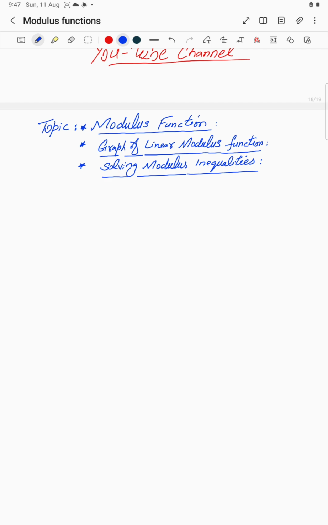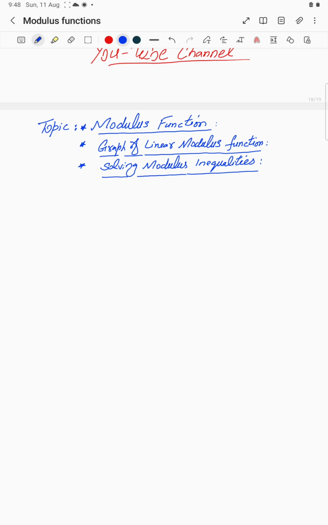Guys, today the topic we are going to discuss is the modulus function, and after that we will discuss the linear modulus function graph, and thirdly, solving modulus inequalities. These are the three topics we will try to cover in this lesson. Okay, first of all, before we start this topic, we need to know what the modulus of a function is.